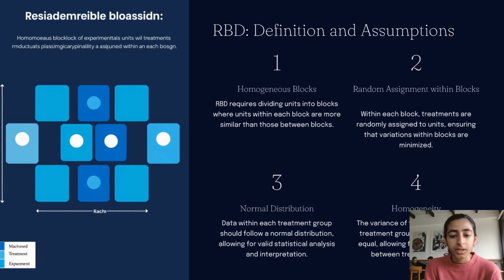Normal distribution. Data within each treatment group should follow a normal distribution, allowing for valid statistical analysis and interpretation. Homogeneity. The variance of the treatment groups should be equal, allowing comparability between them.